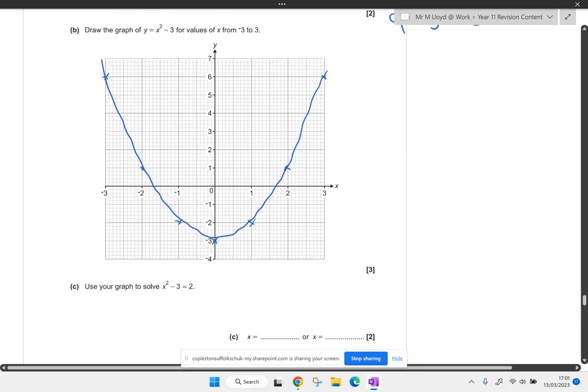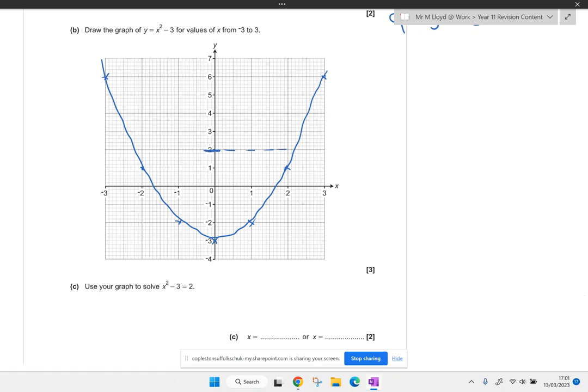Right, use your graph to solve x squared take away 3 is equal to 2. So 2 is here. And we're going to draw that line across, and then down we go to the x-axis. So my first answer is 2.2. My second answer, actually nicely symmetrically drawn, is negative 2.2. Now when I look at that mark scheme, let me have a look. Let's see if I've got that right.